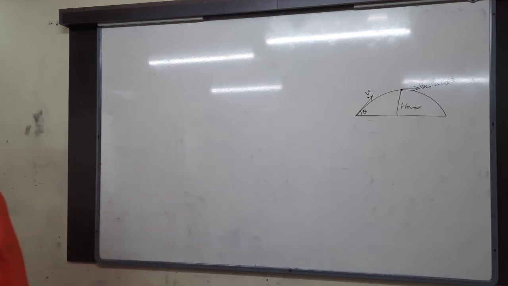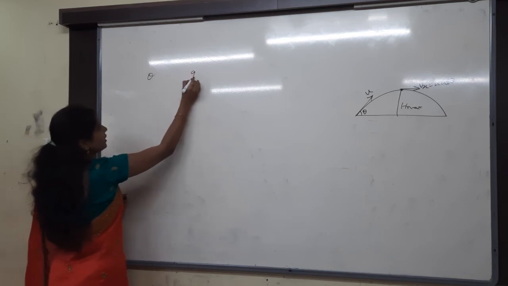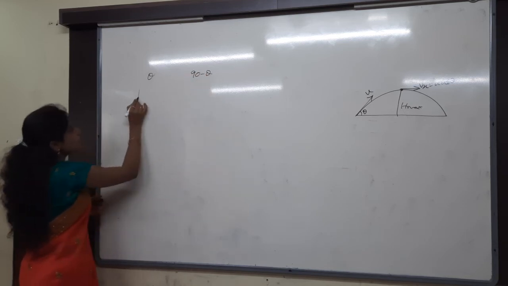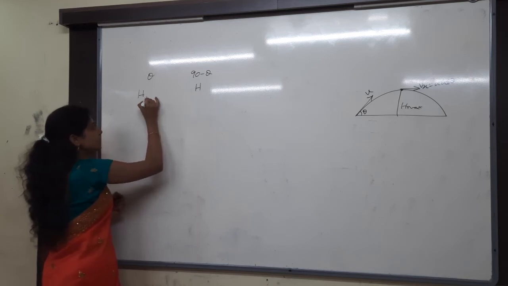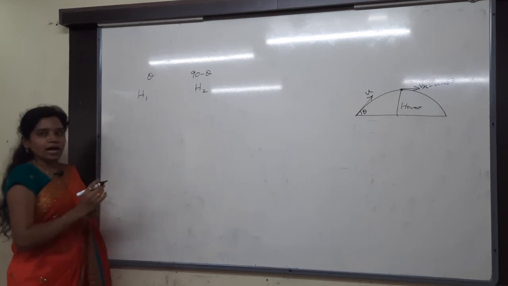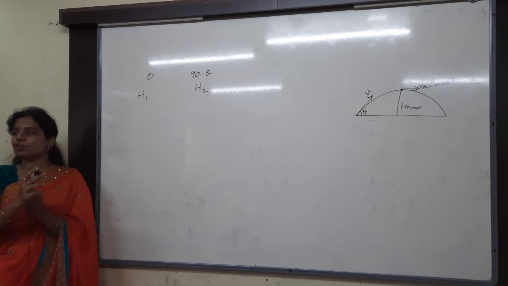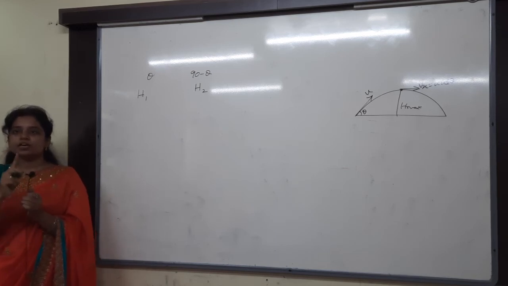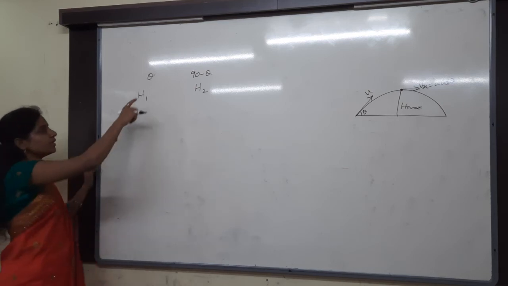I said two complementary angles are there. One is theta, another is 90 minus theta. For this one you have to get the maximum height. For this one also you have to get the maximum height. Let me take h1 and then h2. After that what you have to do? Add them. I said the sum of the maximum heights of two projectiles projected at complementary angles.